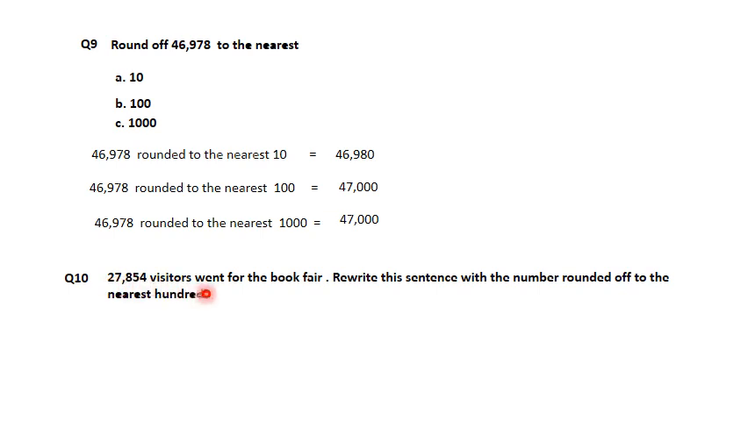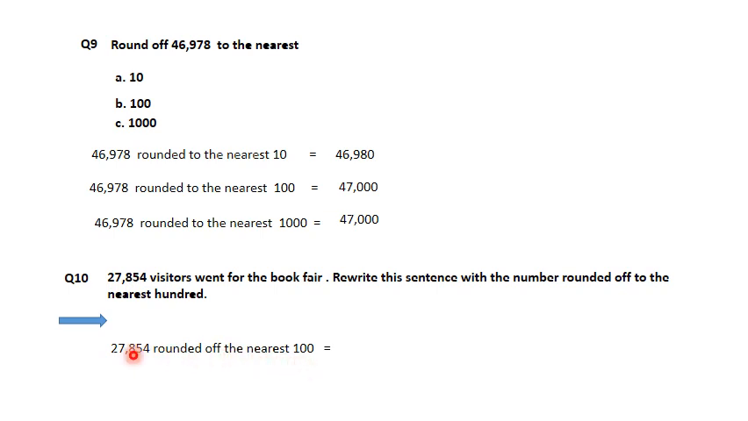27,854 visitors went for the book fair. Rewrite this sentence. Now this sentence is given. We want to rewrite it with the number rounded off to the nearest 100. So what will we do first? We'll write out 27,854 rounded off to the nearest 100. So what will be the answer?